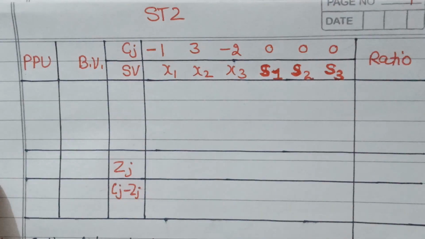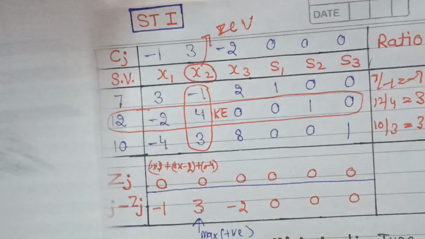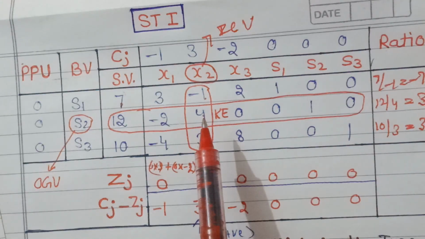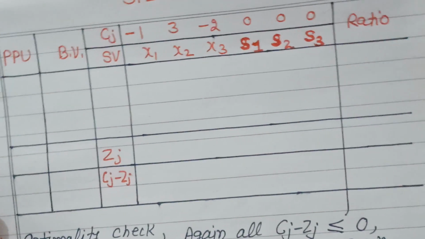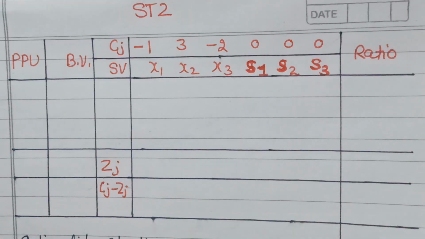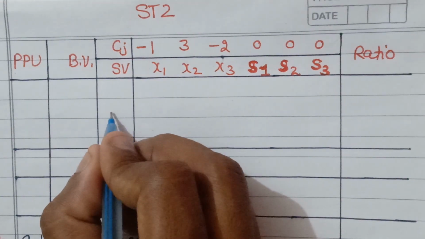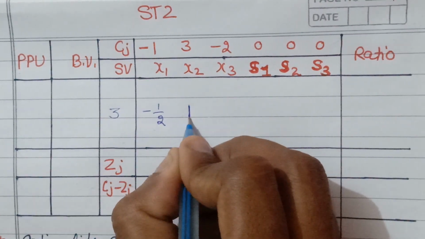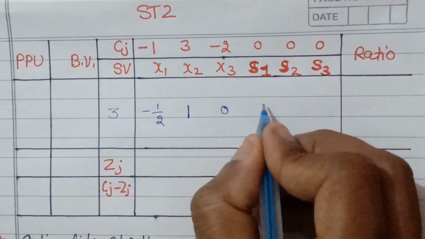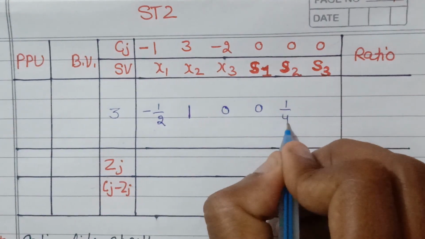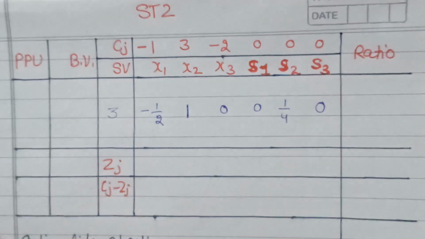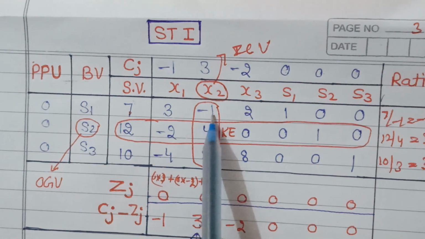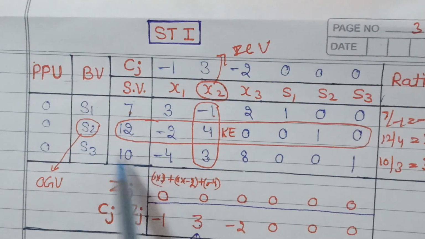Okay, now we have to make this key element unity, so let us divide all these elements by 4. And if I divide all these elements by 4, I will have this row as 3, minus 1 by 2. Now this element has been made unity. This will be 0, this will be 0, this will be 1 by 4, and this will be 0. Okay, now we have to make these two elements 0, and accordingly we have to change these values also.